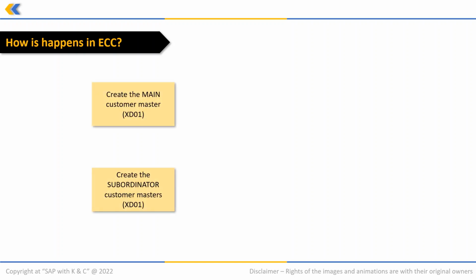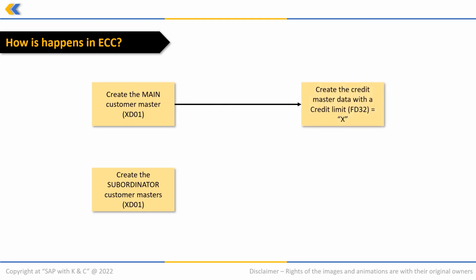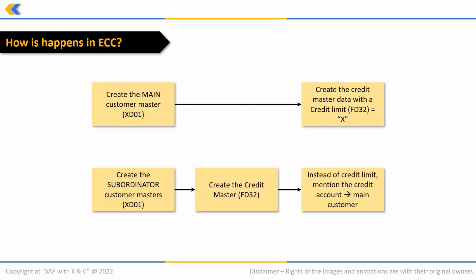Since many of you may have worked on SAP ECC system, let us have a quick glance at how it happens in ECC. Once we create the customer master of the main customer and its subordinates, we use the T code FD32 to define the credit limit of each of them. For the main customer, we assign a credit limit of, say, X amount in the credit master, whereas for the subordinates, instead of assigning a credit limit, we mention the main customer in the credit account field. This way, whenever there is a sales order or invoice against the main customer or its subordinates, the amount is added in the credit exposure of the main customer that has the credit limit.